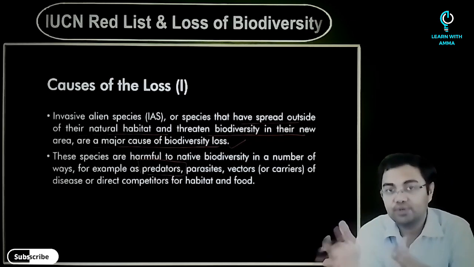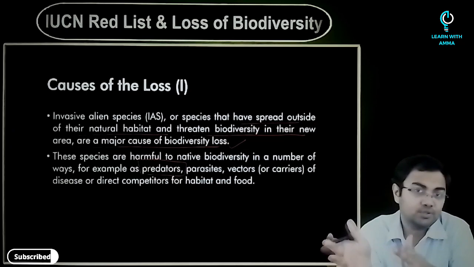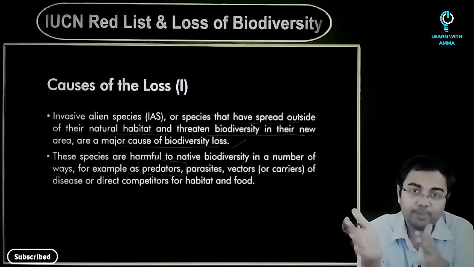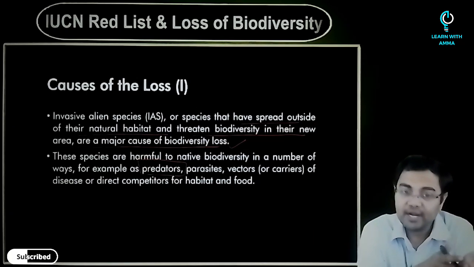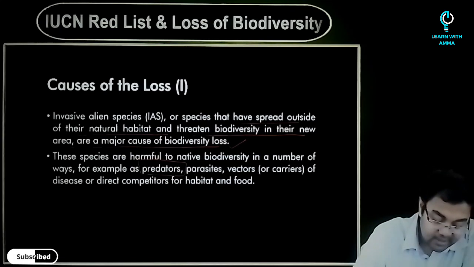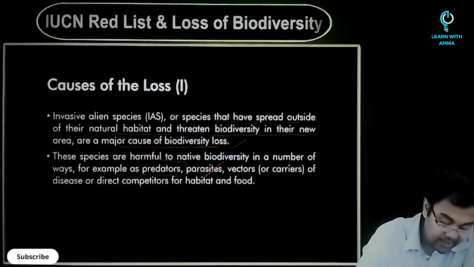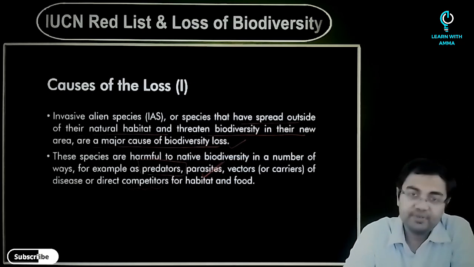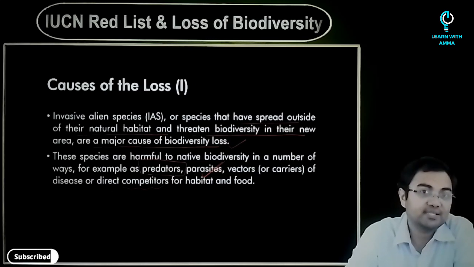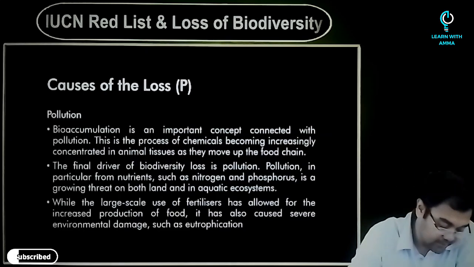Although you introduced them for some reason which you thought was positive, they also have a negative impact at the same time. It can be predators, it can be parasites, vectors that are carriers of diseases, and they ultimately become direct competitors for habitat and food wherever they get introduced. So that's why this is the second cause of loss of biodiversity.